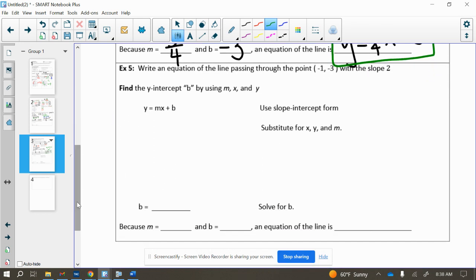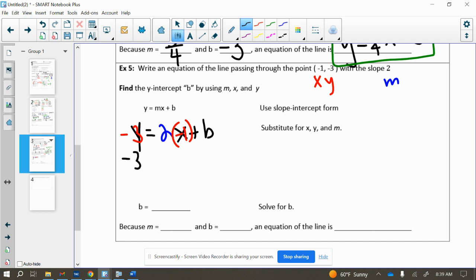Let's try another one. This time they are giving us x and y, and they're giving us our slope is 2. So as we start plugging this in, y equals mx plus b, again, if we knew what b was, life would be good, right? Because that's what we need our final answer to be. Problem is we don't know what b is. We know that y is -3. We know x is -1. And this can allow us to actually solve for what b is.